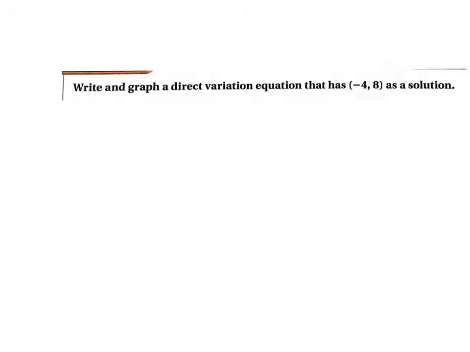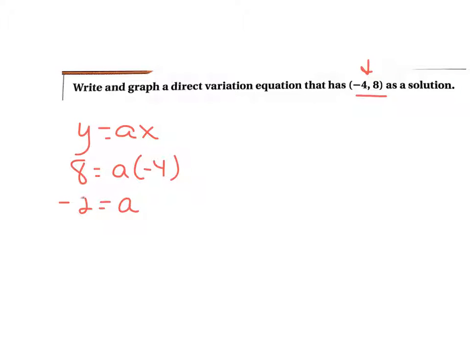The first type says write and graph a direct variation where that is a solution. Remember that a direct variation equation looks like this, y equals ax. All you're going to do to find the equation is plug the point in. So 8 is the y coordinate, -4 is the x coordinate. Divide both sides by -4, and that gives you -2, but that -2 is your constant of variation. So our equation is y equals -2x. That's one of our answers, the direct variation equation.